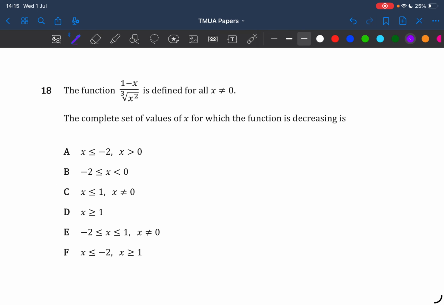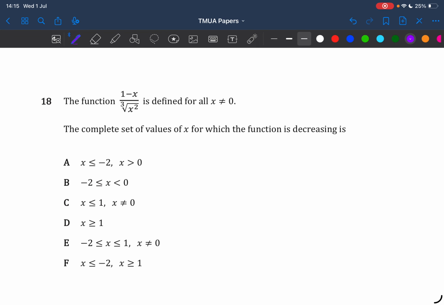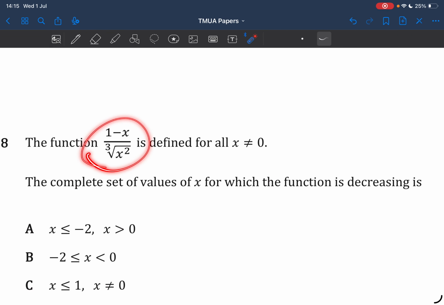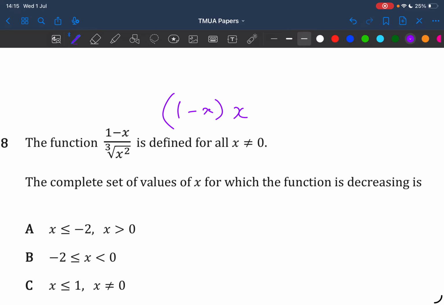The function is defined for all x's and zeros. When is it decreasing? Okay, so it's pretty grim looking, isn't it? Let's rewrite it a bit nicer. 1 minus x from the top. This is going to be x. It's going to be negative, it's on the bottom. We're squaring and then cube rooting. So expand that out, what do we get? x to the minus 2 on 3 minus x to the 1 on 3.